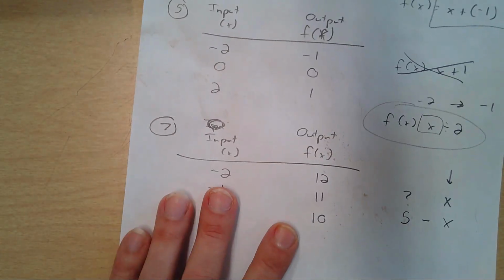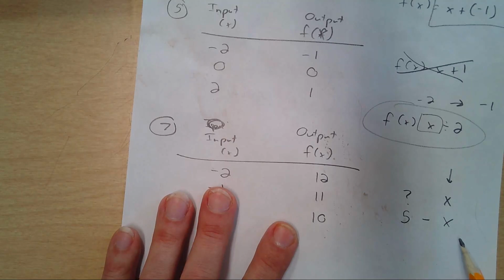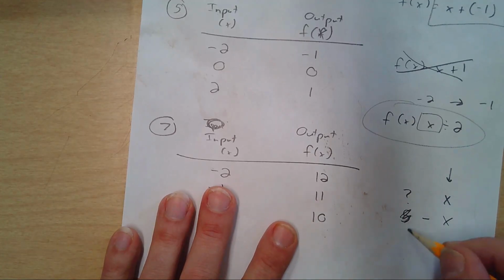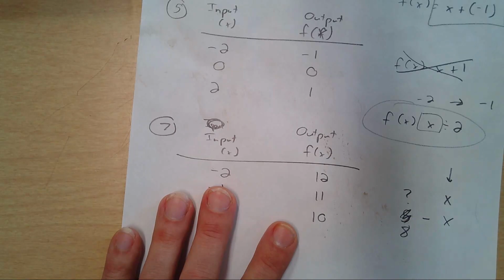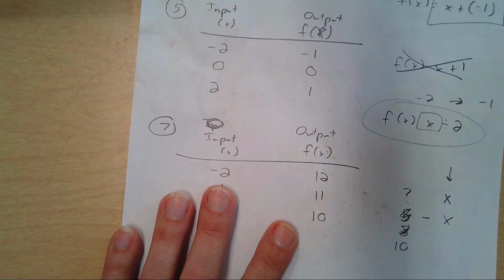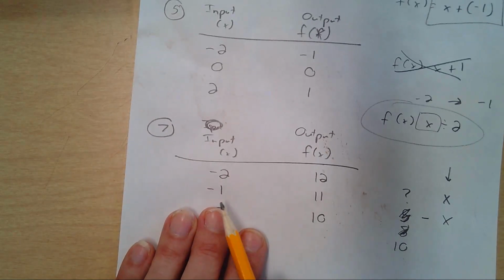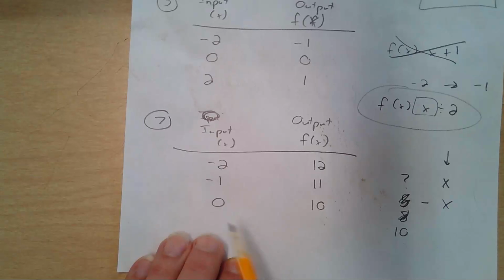So if I do 5 minus -2, what do I get? Right, 7, okay. Let's try 8. Well, what's 8 minus -2? 10, closer. Let's try 10. What's 10 minus -2? Okay. What's 10 minus -1? What's 10 minus 0?